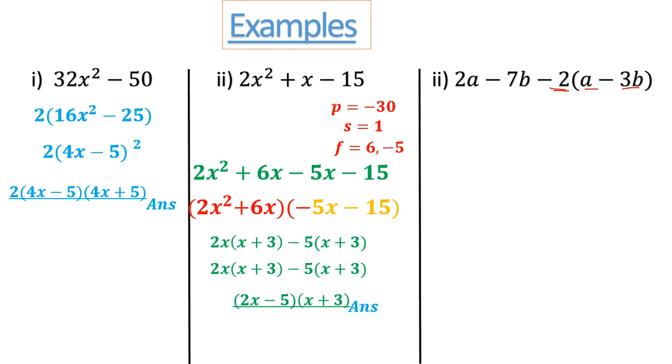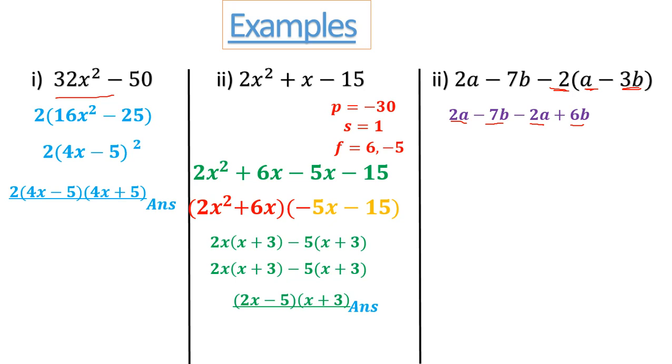Okay, so if you multiply negative 2 times a, you're going to have negative 2a. If you multiply negative 2 times negative 3b, you're going to have positive 6b. So your expression will be like this. Now I can begin to check. How many terms do I have? You have 1, 2, 3, and 4. If you go back to the types of factorization, we said 4 terms, at least 4 terms, it means grouping factorization.